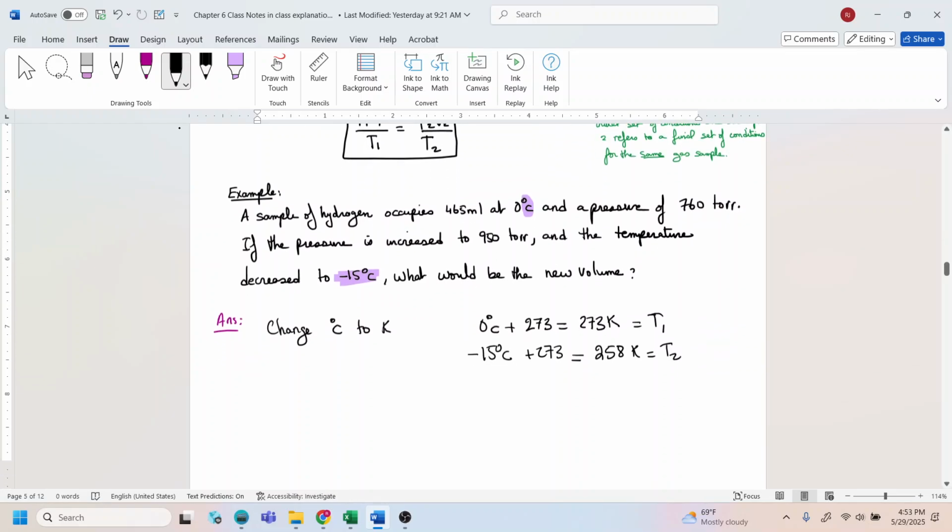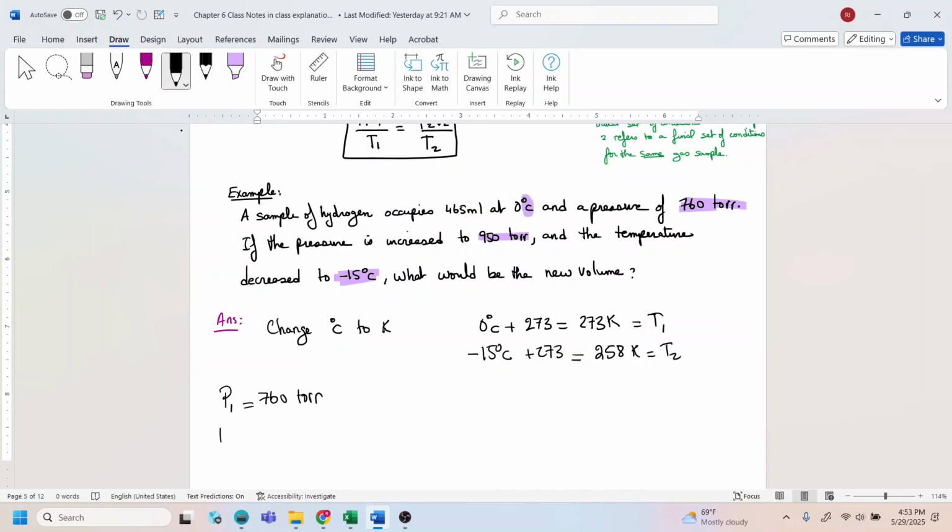Okay. And then we're going to state the given. Always make sure that the units are the same for the pressure and the volume. So your pressure is 760. This is your first pressure, P1. This is 760 torr. The second pressure is 950 torr.